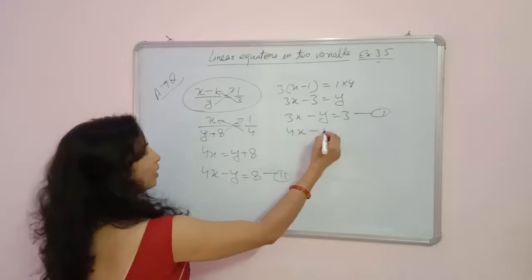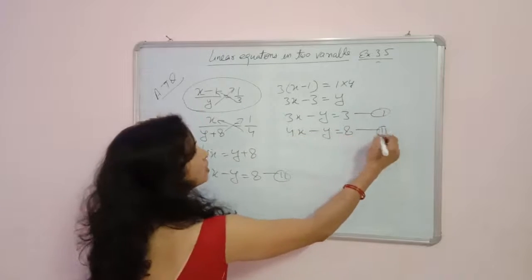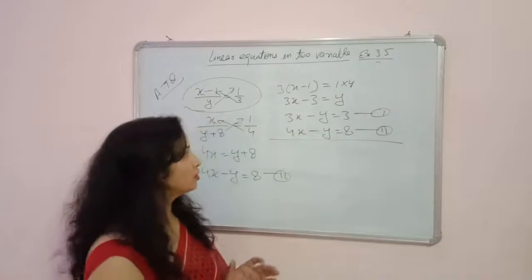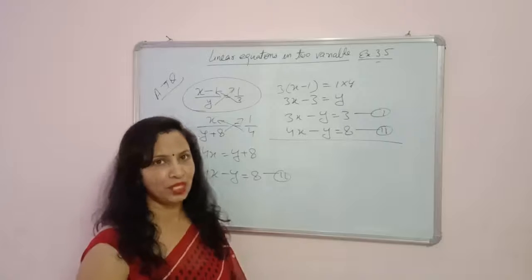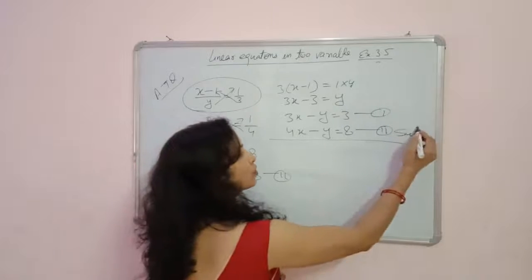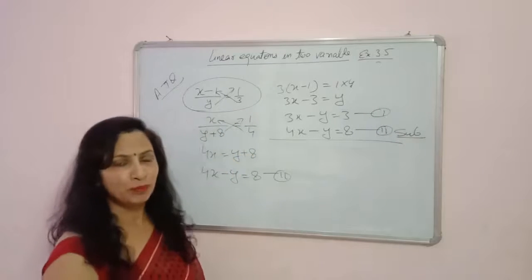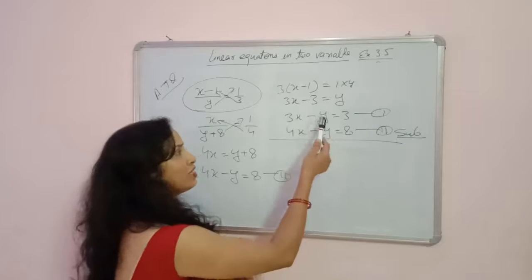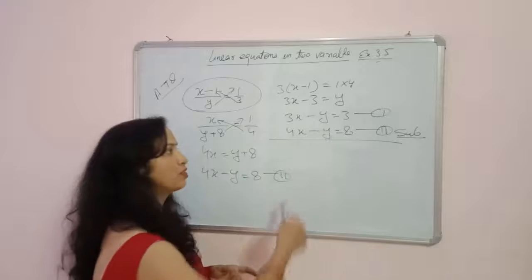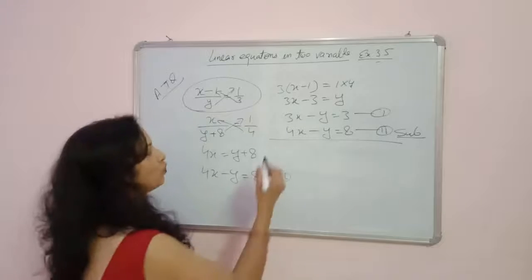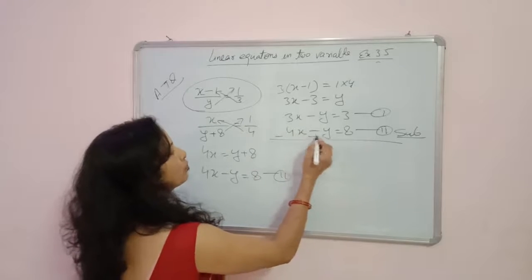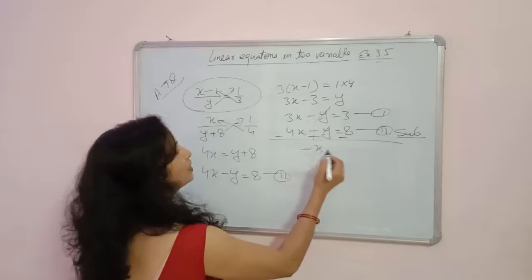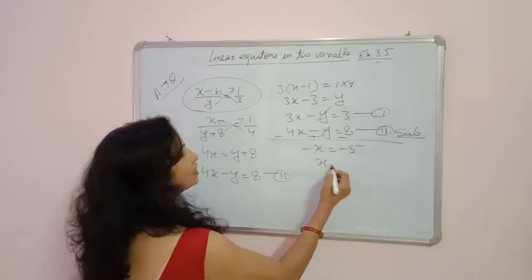This is 4x minus y is equal to 8. Since in both equations we have the equal coefficient of y, we can subtract the equations. Why do we have to subtract? Because in subtraction we have to change the sign, and if this y is negative and this y becomes positive, they will cancel out. So we subtract equation 2 from equation 1 by changing the sign, and we will get minus x is equal to minus 5, or we can say x is equal to 5.